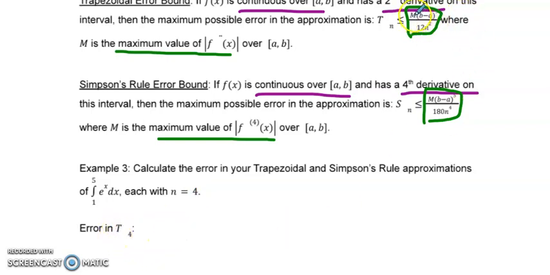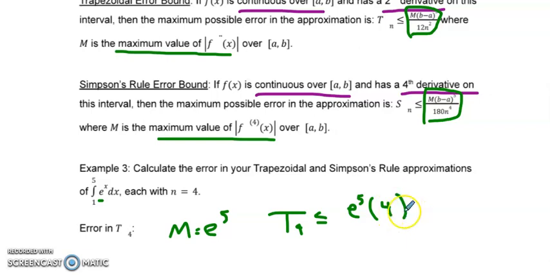So basically, I need to know M, which is the max value of the second derivative on the interval from a to b. The nice thing is we're dealing with e to the x, so the second derivative is e to the x. So on the interval from 1 to 5, the max value of e to the x is just going to be e to the 5 because e to the x is an increasing function. So that means that the maximum value of my error is going to be e to the 5 as M, and then I need b minus a, so 5 minus 1 is 4, and I need it squared.